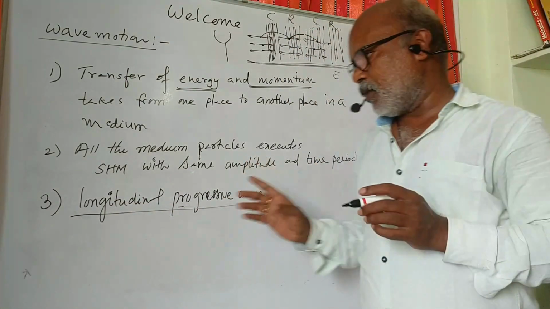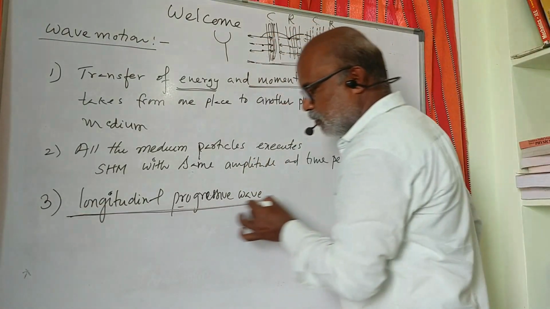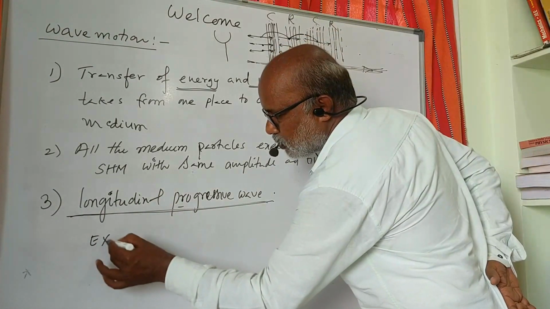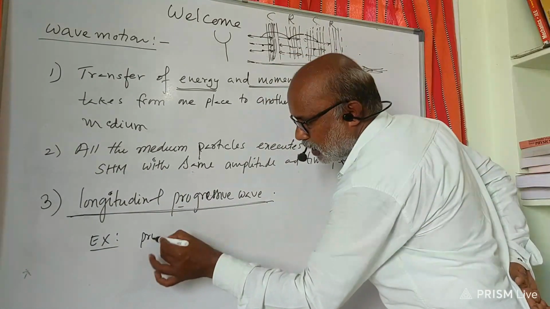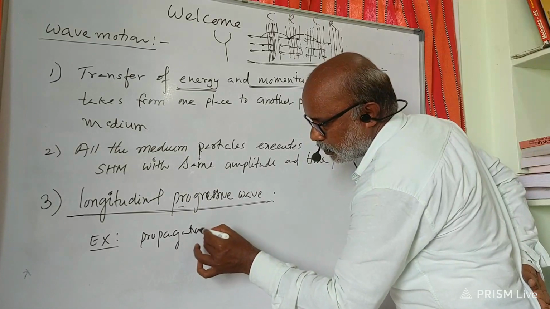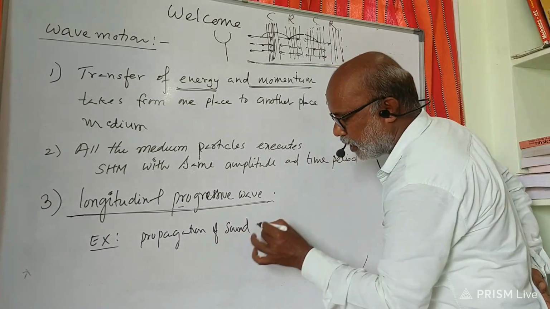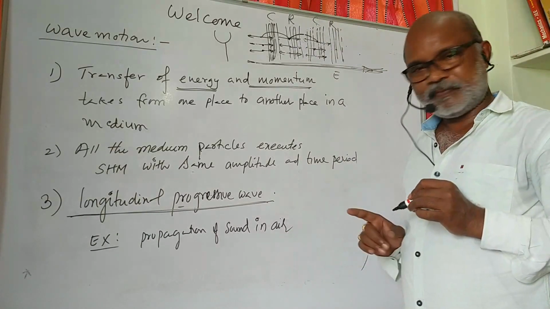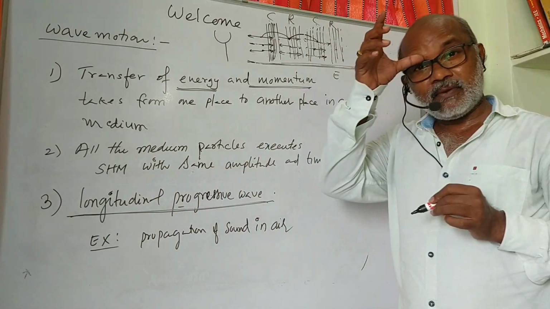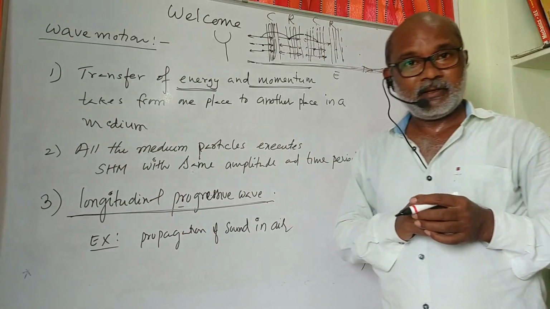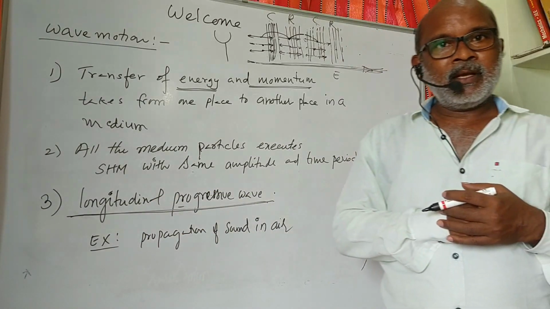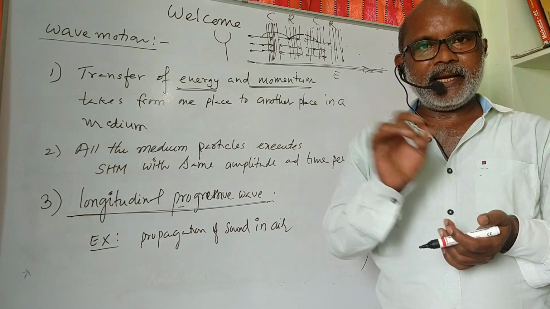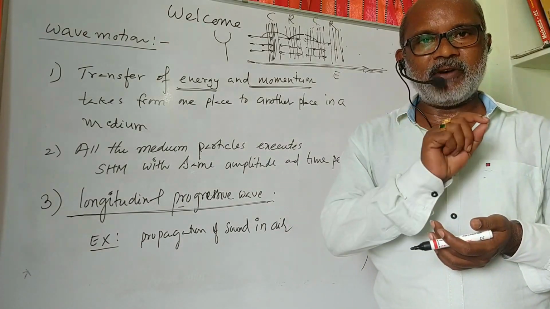The best example for a longitudinal progressive wave is the propagation of sound in air medium. Propagation of sound in air medium is the best example for longitudinal wave propagation. And according to the definition, can I define this longitudinal wave? In a longitudinal wave, all the medium particles vibrate in the direction of propagation of energy.